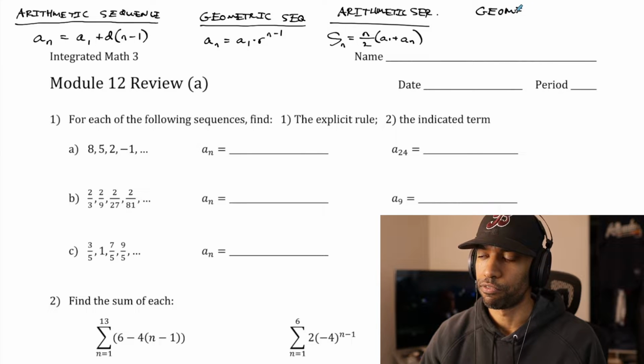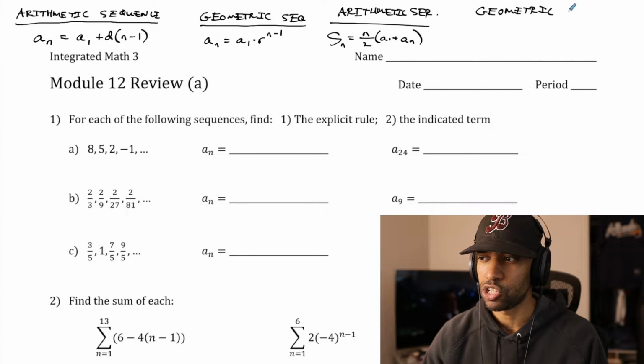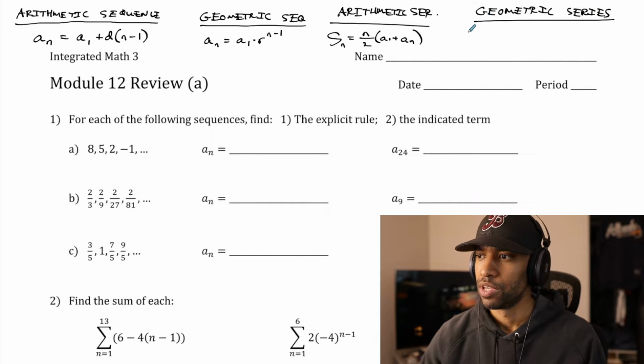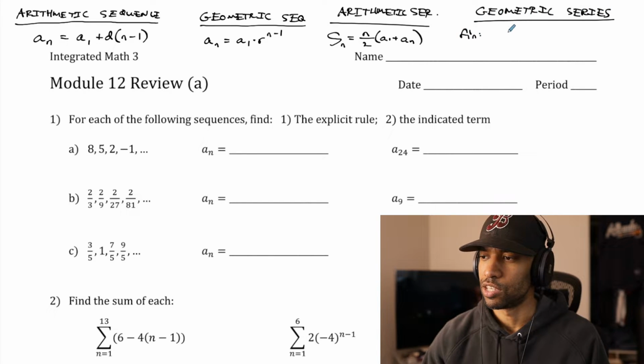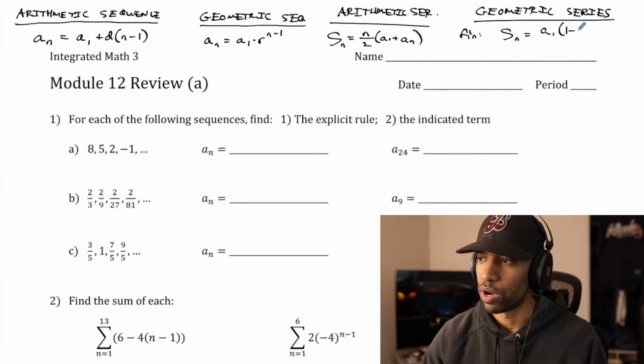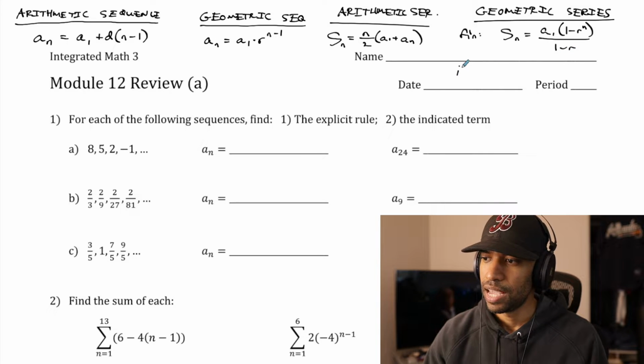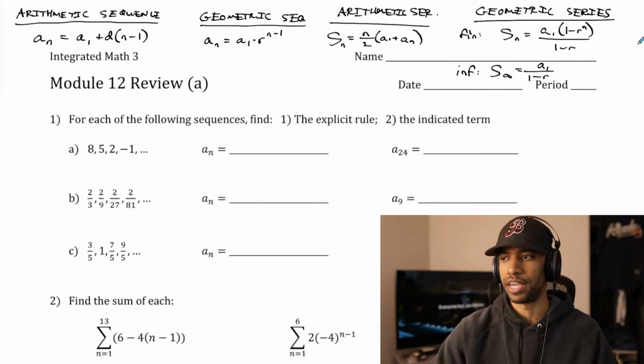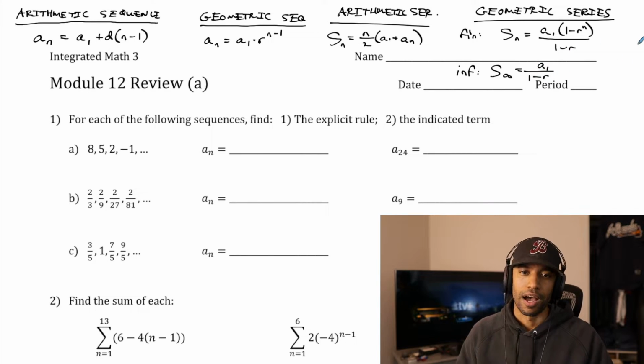And then lastly, geometric series. There are two different formulas we need: one for a finite geometric series and one for an infinite geometric series. Finite is s sub n equals a sub 1 times 1 minus r to the n over 1 minus r. And the infinite geometric series is s sub infinity equals a sub 1 over 1 minus r.